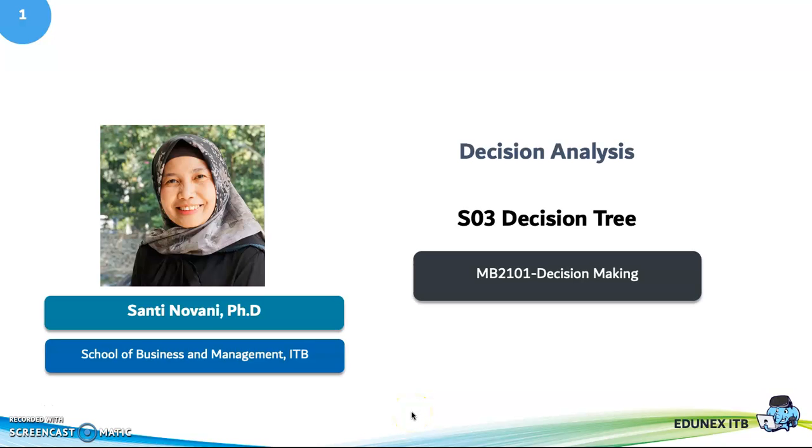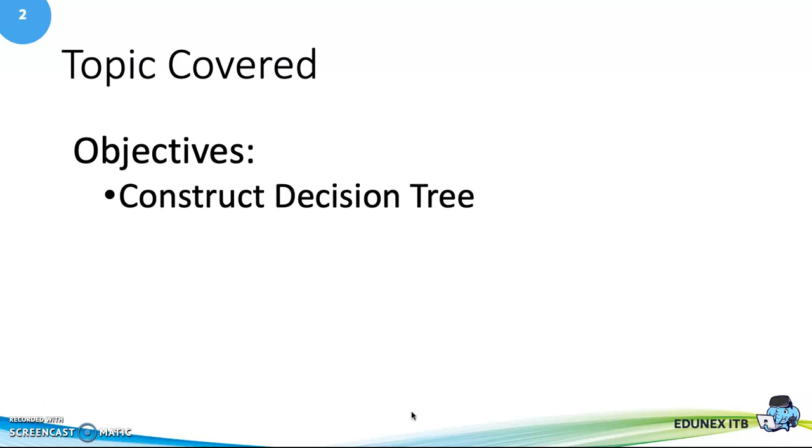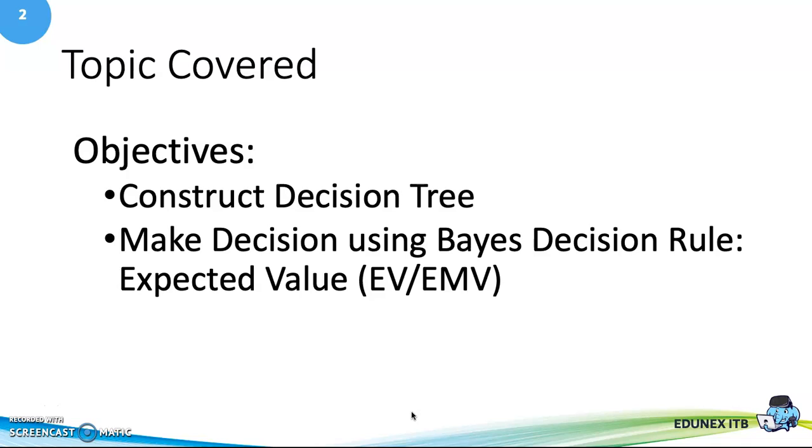Today I'm going to discuss the decision tree. The topic covered in this session is how we construct a decision tree based on the decision table or the payoff table, then how we make the decision using Bayes decision rule or expected value, which we also call the expected monetary value.